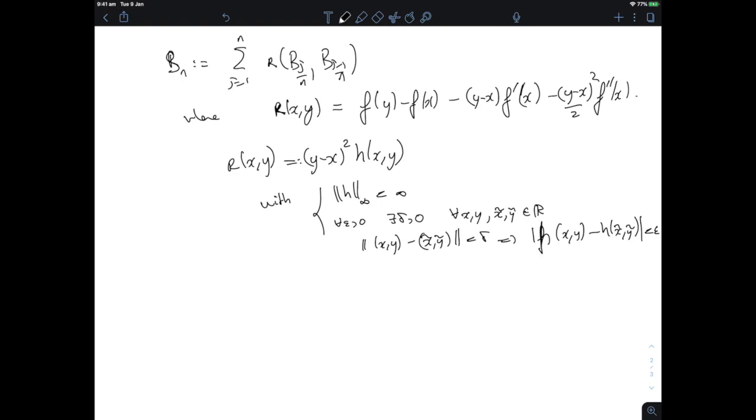So we're going to exploit that, and we're going to show convergence of Sn in L1 norm. So let's try to compute that. Well, what do we get? This is smaller than the sum, j equal 1 to n, of the expectation of (B_{j/n} − B_{(j−1)/n})² times h(B_{j/n}, B_{(j−1)/n}).